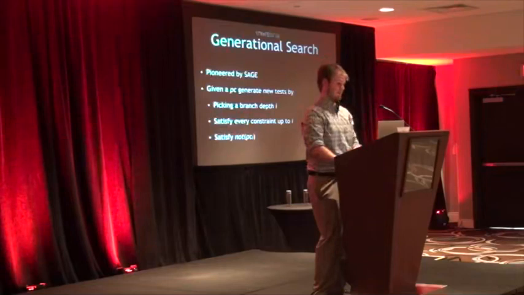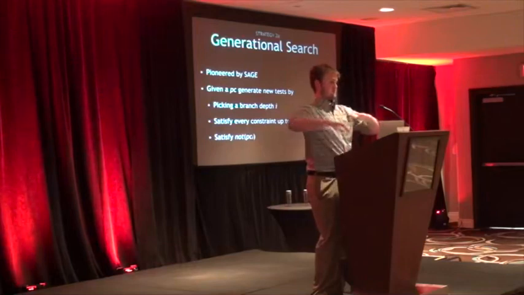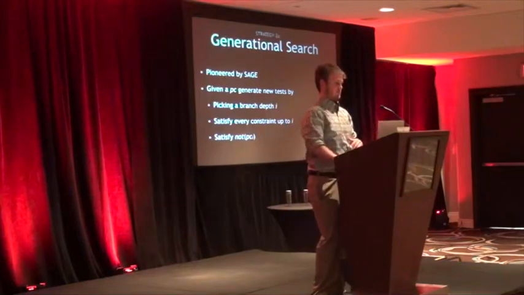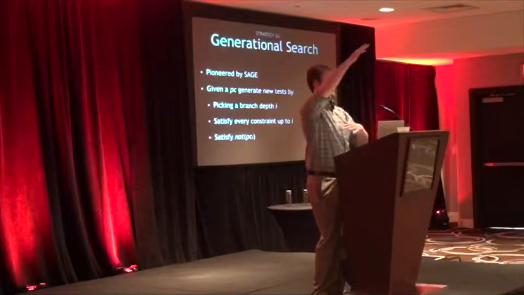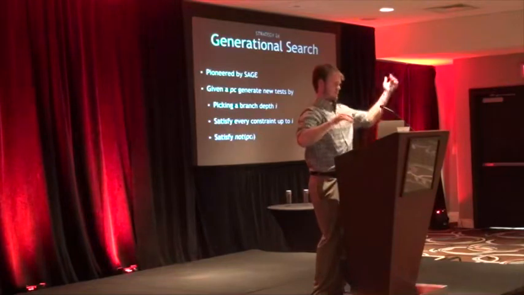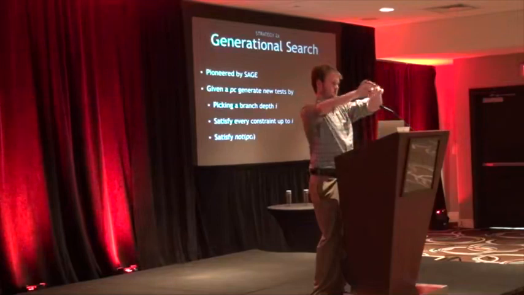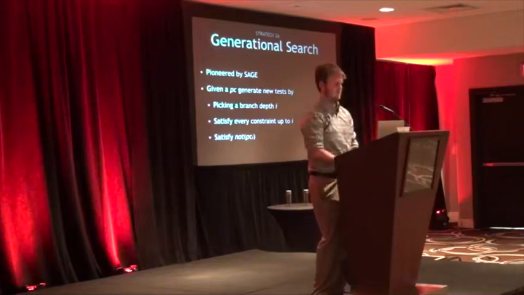So the idea is that you take a new path constraint, and for every branch, what you'll do is you'll negate it, and then satisfy every constraint up until that point. So you want to satisfy all of the branches that could lead to it, and then you're going to flip this one in the other direction and take another path through the program.